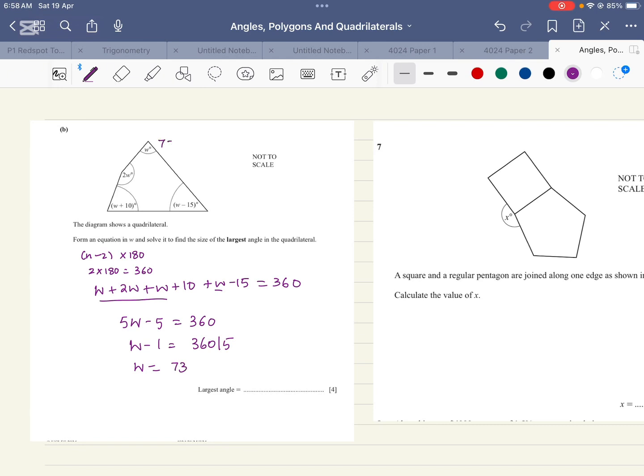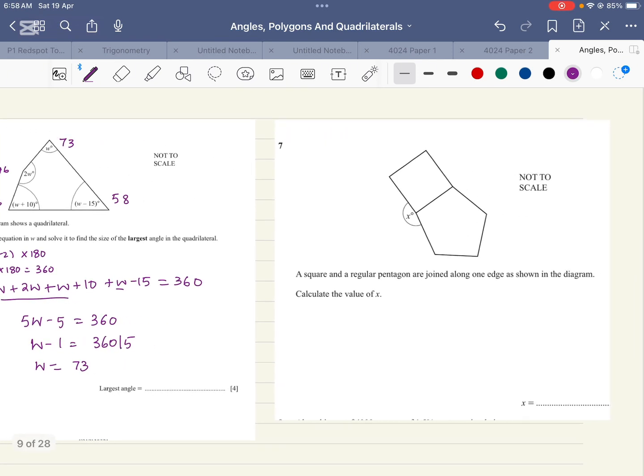Let's plug this in and see if we get the total equal to 360. So 73 minus 15 gives me 58. 73 plus 10 is 83, and 73 multiplied by 2 is 146. Let's add all of them together. 146 plus 73 plus 58 plus 83 turns out to be 360.